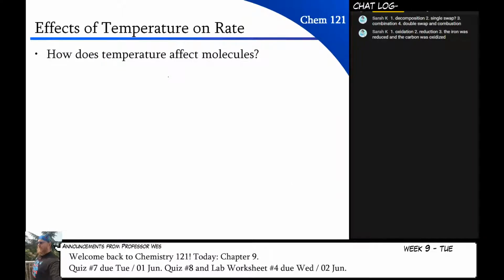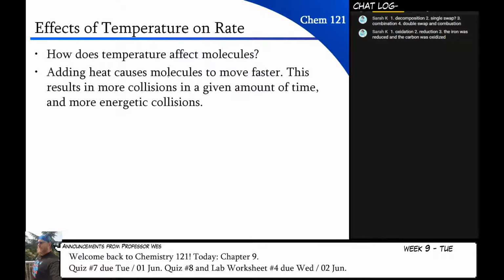The third one we'll talk about is temperature. How does temperature affect how fast a reaction goes? Well, temperature is just how fast a molecule is moving. So at low temp, molecules move slowly. At high temp, molecules move more quickly.